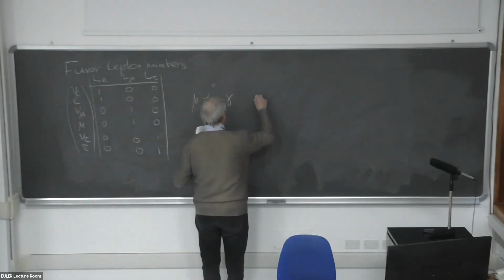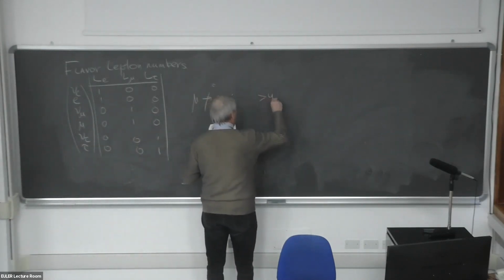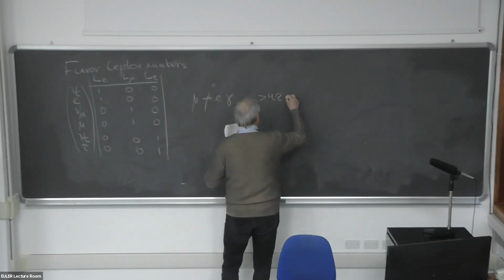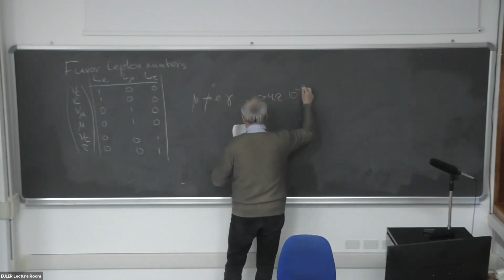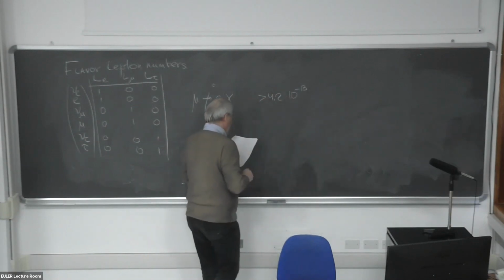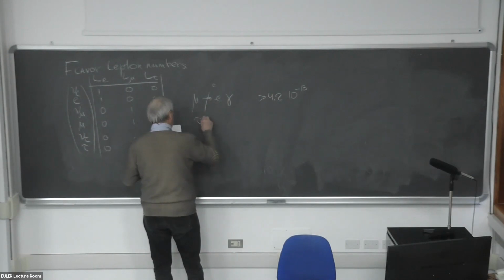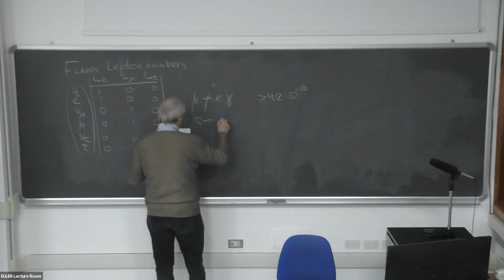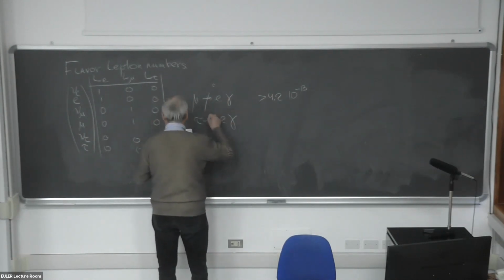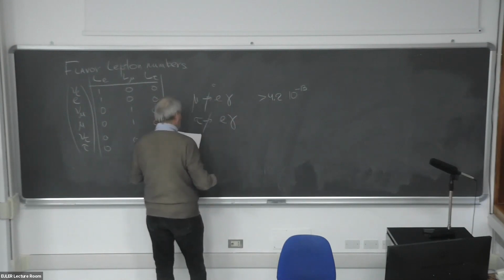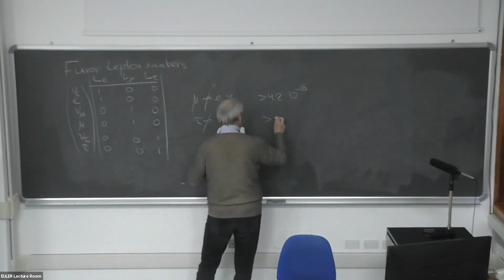And the lifetime is bigger than 4.2 times 10 to the minus 13. And that is expected to be improved soon. Now, tau can go in principle into electron and gamma. That also has not been observed. And the bound is weaker, of course, because we have a smaller number of tau leptons produced.